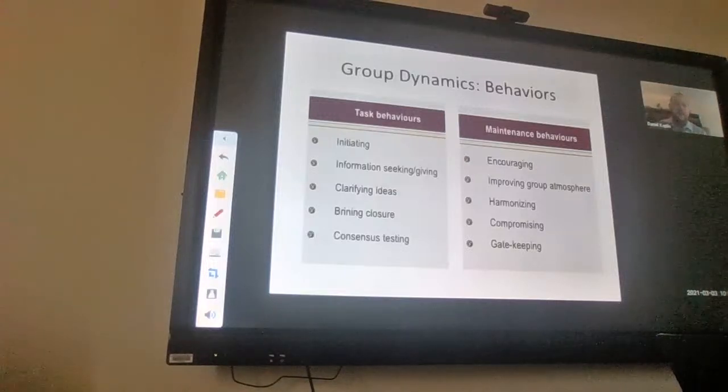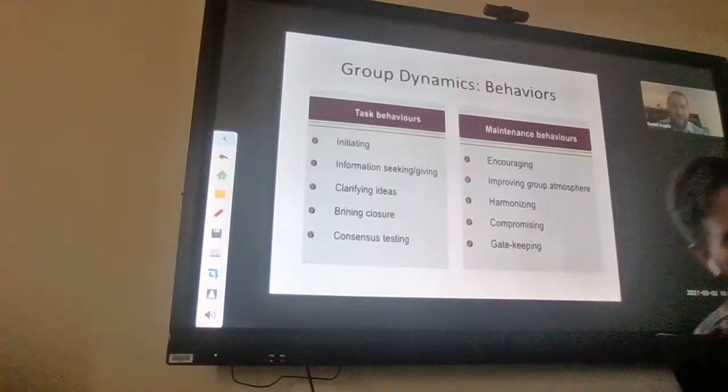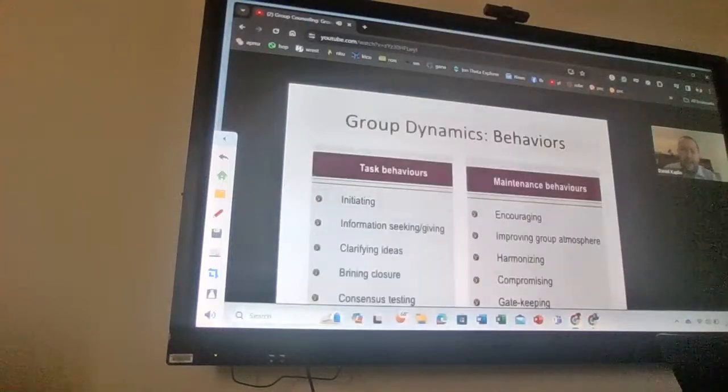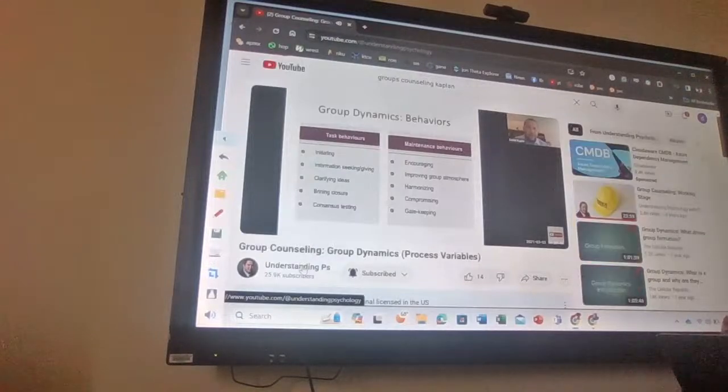All right. So, task behavior. When we talk about the goals of the group, initiating is a task behavior.